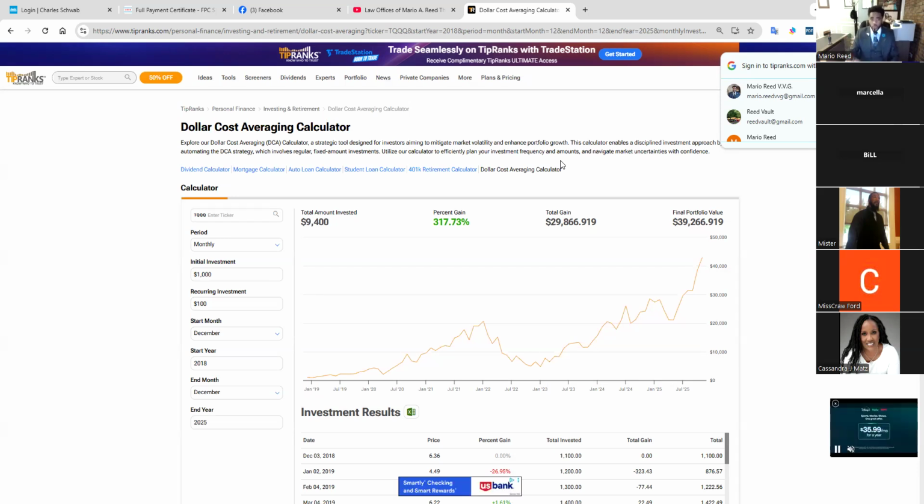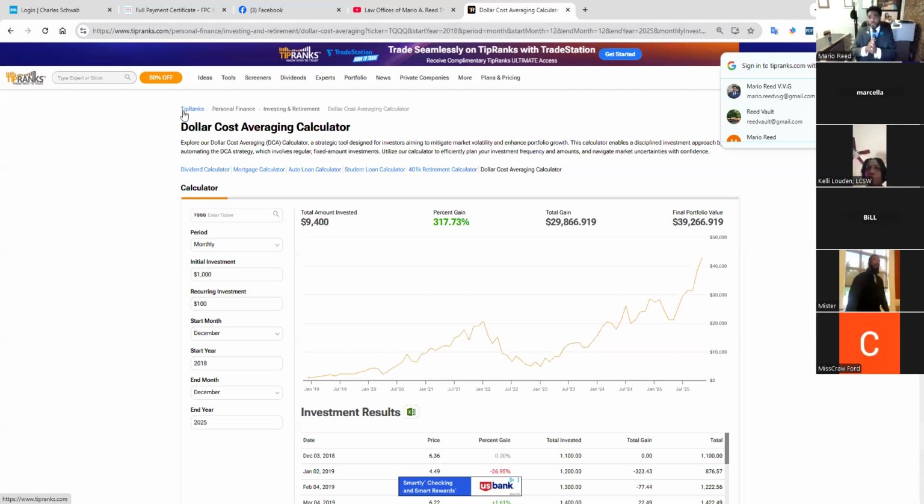So this website that I'm currently on is TipRanks, TIPRANKS, Tip like TI, King of the South, ranks.com. And there's a calculator which is called dollar cost averaging calculator. This calculator is life changing. And the reason why it's life changing is because it allows you to take a look at the possibilities.